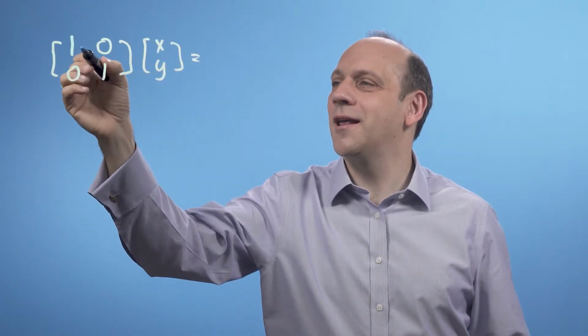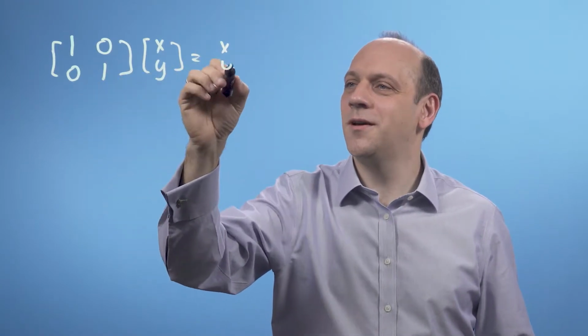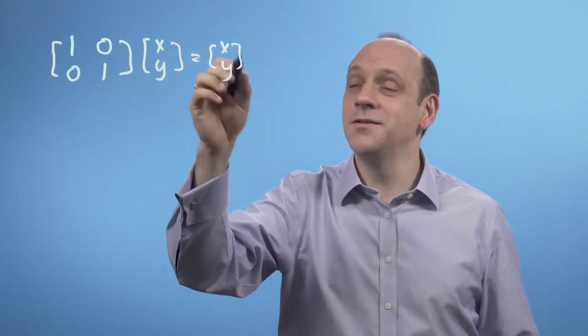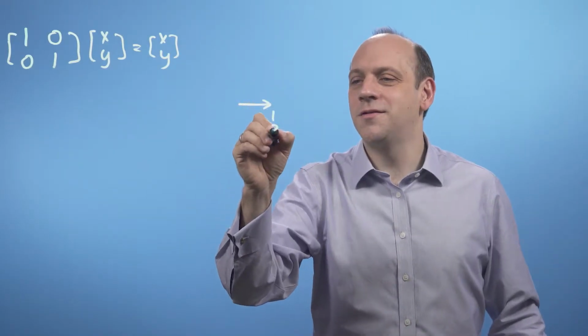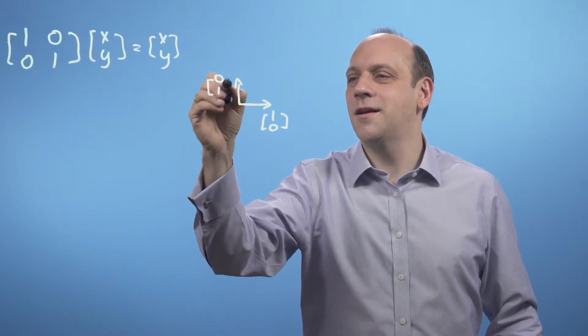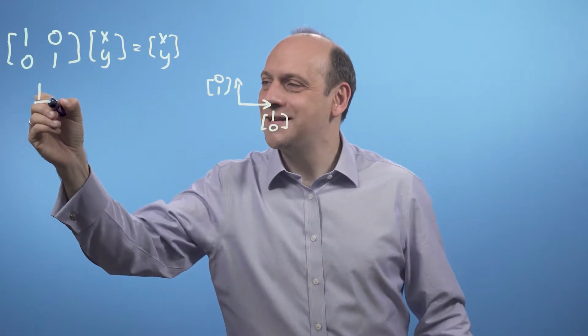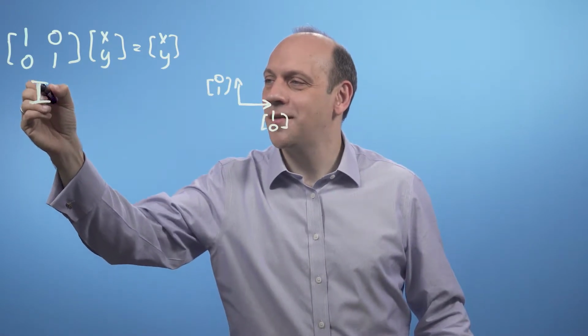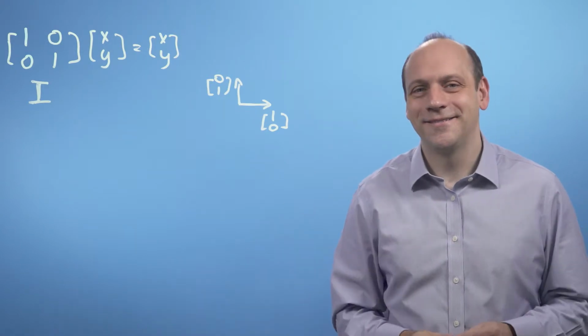If I multiply it out, I'm going to get 1 times x plus 0 times y, 0 times x plus 1 times y, xy. So it doesn't change the vector xy. It's just composed of the basis vectors here, and it doesn't change them. And that's called, therefore, the identity matrix. It's the matrix that does nothing and leaves everything preserved, and it's called I.